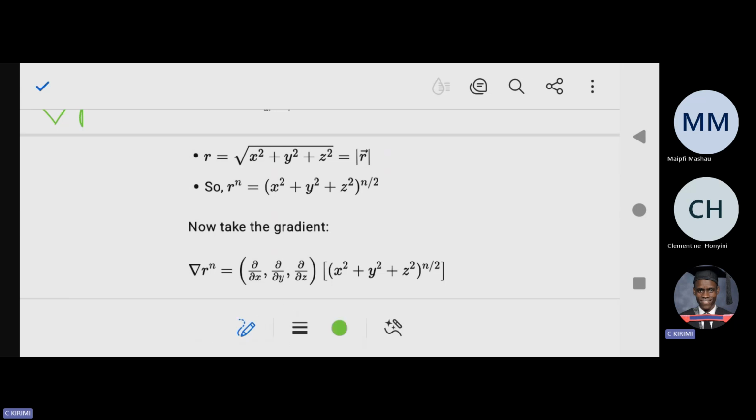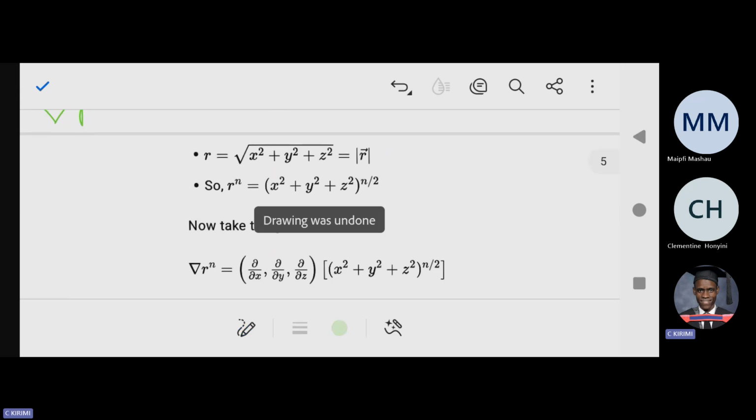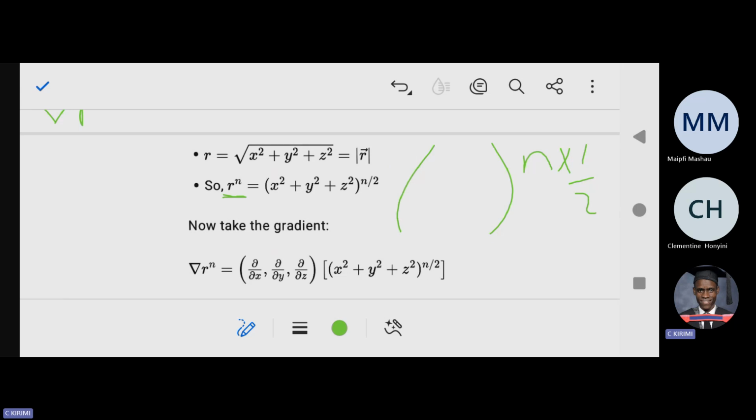If you are given r, you know what the value of r is. And I indicated that whenever you see the absolute sign, it means magnitude, okay? That absolute means magnitude. So r to the power n. Since we said square root is a half, it will be n times half as an exponent outside. So it will be to the power n times half. That's why it's n over what? n over 2. That's where it's coming from.